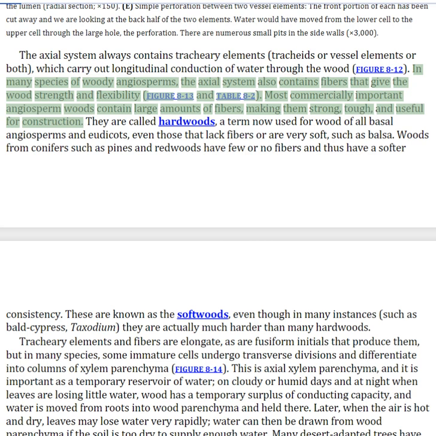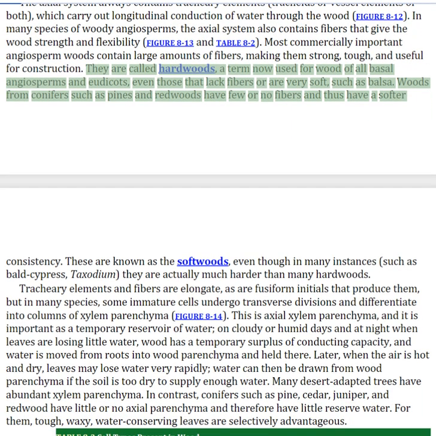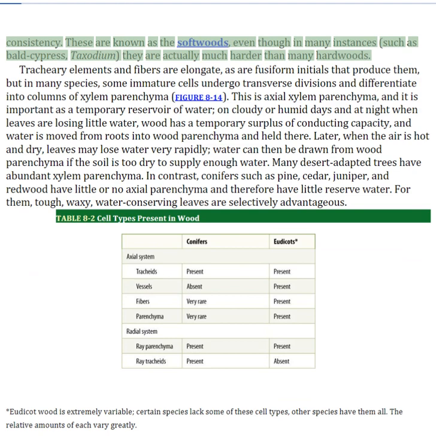Most commercially important angiosperm woods contain large amounts of fibers, making them strong, tough, and useful for construction. They are called hardwoods, a term now used for wood of all basal angiosperms and eudicots, even those that lack fibers or are very soft, such as balsa. Woods from conifers such as pines and redwoods have few or no fibers and thus have a softer consistency. These are known as the softwoods, even though in many instances they are actually much harder than many hardwoods.